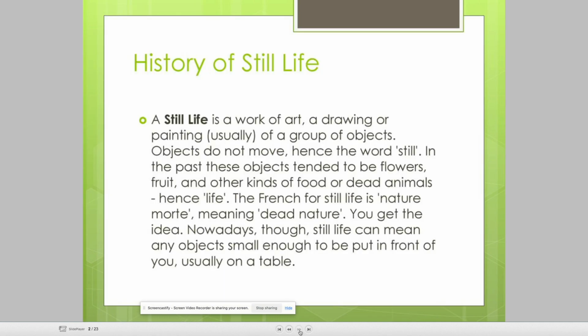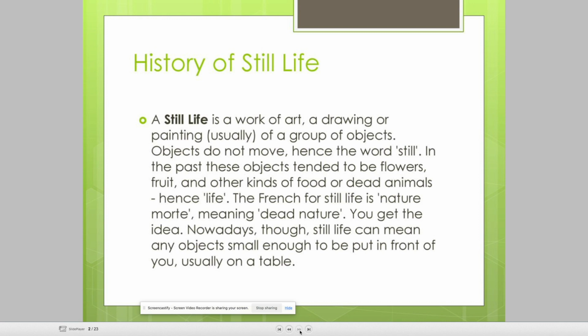There we go. So, the history of still life. A still life is a work of art, a drawing or painting, usually of a group of objects. Objects do not move, hence the word still. In the past, these objects tended to be flowers, fruit, and other kinds of food, and dead animals, hence life. The French for still life is nature morte, meaning dead nature.